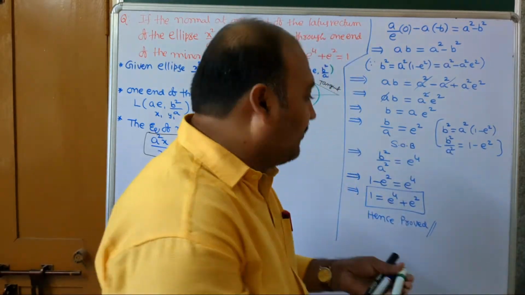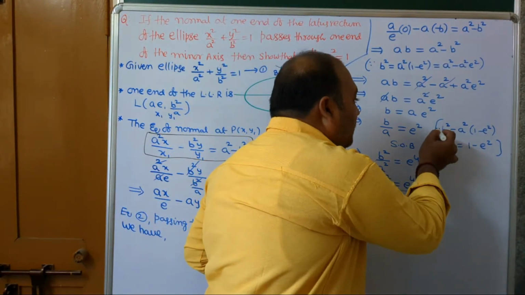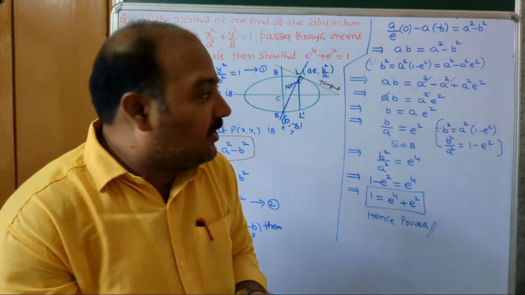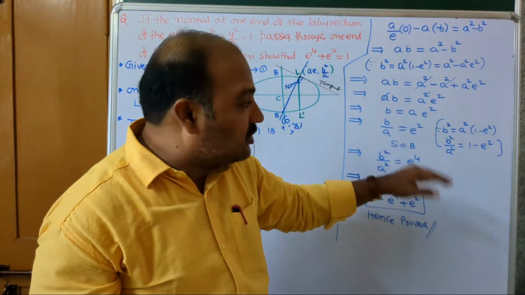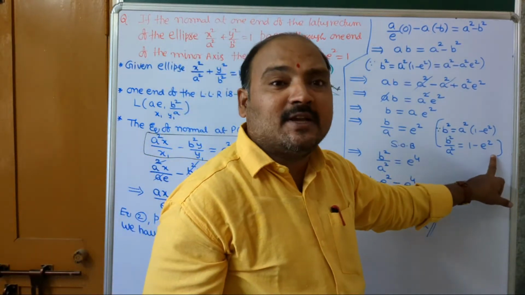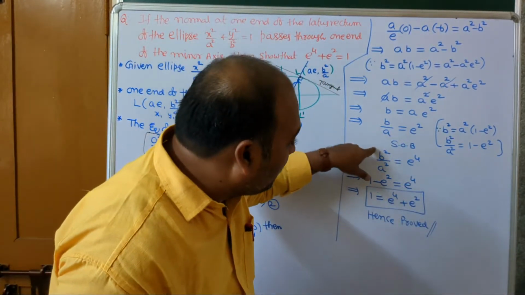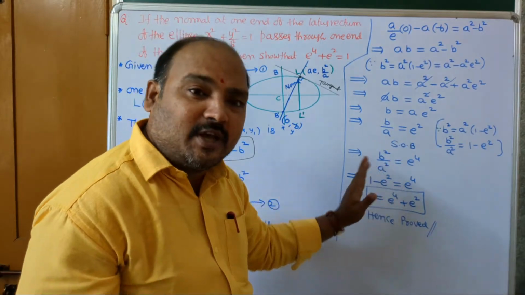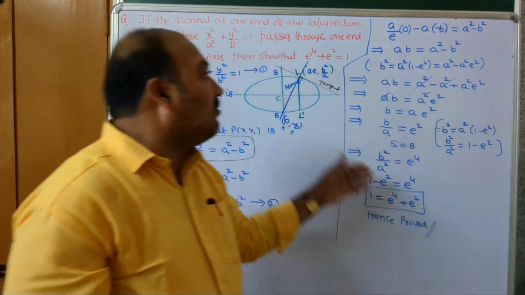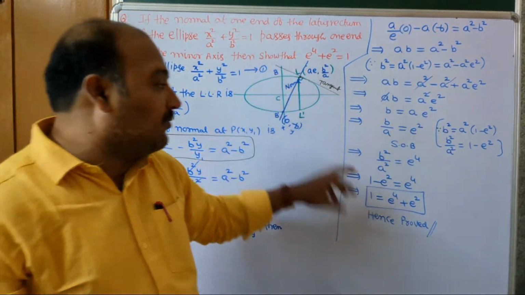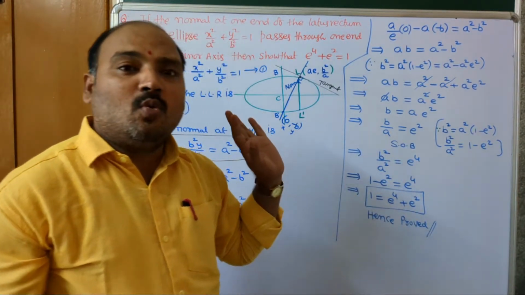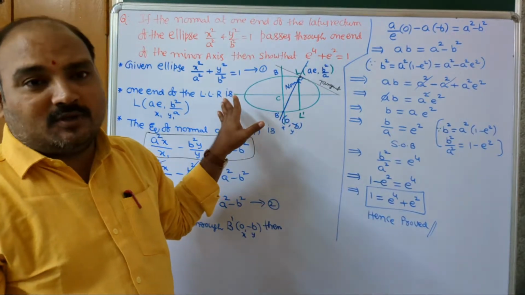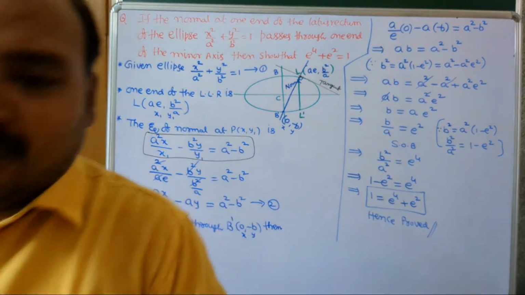We know that since we have the formula b square equal to a square into 1 minus e square, a square we send to the other side, b square by a square equal to 1 minus e square. So b square by a square plus, 1 minus e square comes, so if we send minus e square across, we get the result we need: e power 4 plus e square equal to 1. Hence proved. This is the way we can do that.